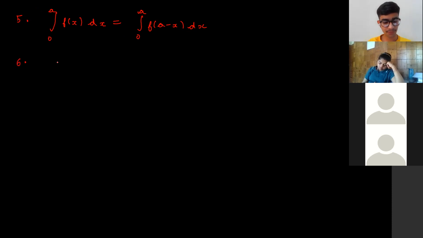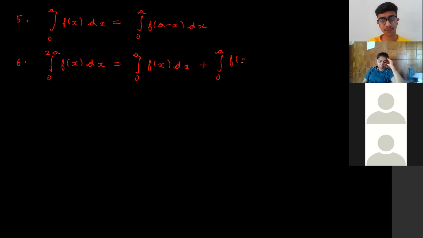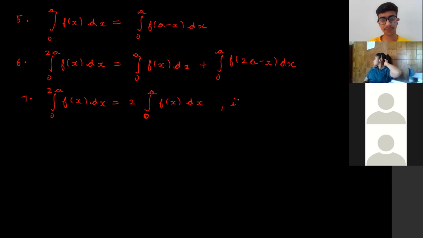Next one we have, integration 0 to 2a f of x dx is same as integration 0 to a f of x dx plus integration 0 to a f of 2a minus x dx. The next one is integration 0 to 2a f of x dx is same as 2 times integration of 0 to a f of x dx if f of 2a minus x is equal to f of x.